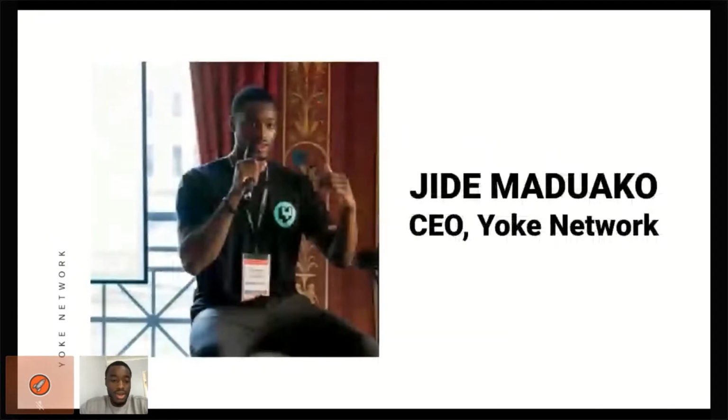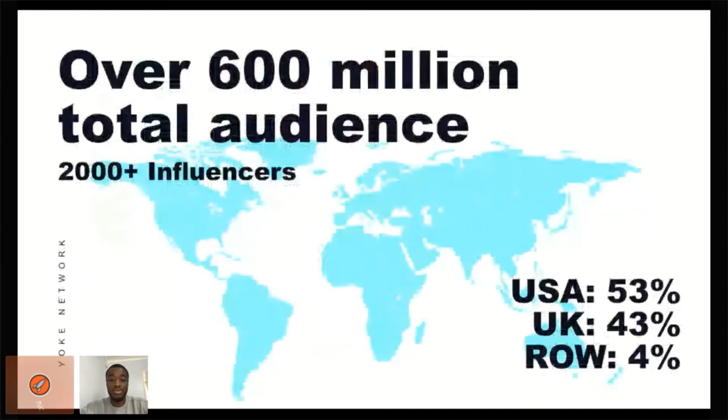So who am I? My name is Jide Madawako, and I'm CEO at Yoke Network. So we're a London-based influencer marketing, I call it ecosystem, because we have multiple sides to the business. But our core business is our influencer network, where we run CPI influencer campaigns for our mobile app. And in terms of that influencer network, we currently have a total of like 600 million audience, over 2,000 creators, and we predominantly do most of our work and the influencers' audiences are mainly in the US. And then obviously, although we're London based, we also do a lot of work with creators based in the UK. And with influencer traffic, you get installs and their audience spans across the globe. So about 4% of that influencer audience is also in the rest of the world.